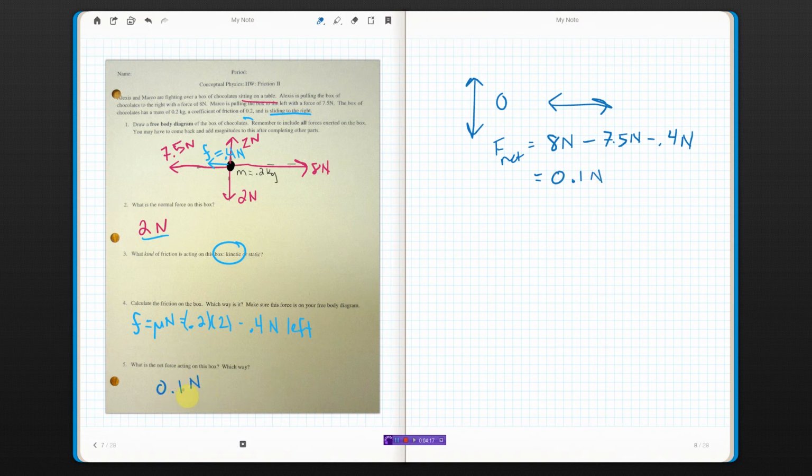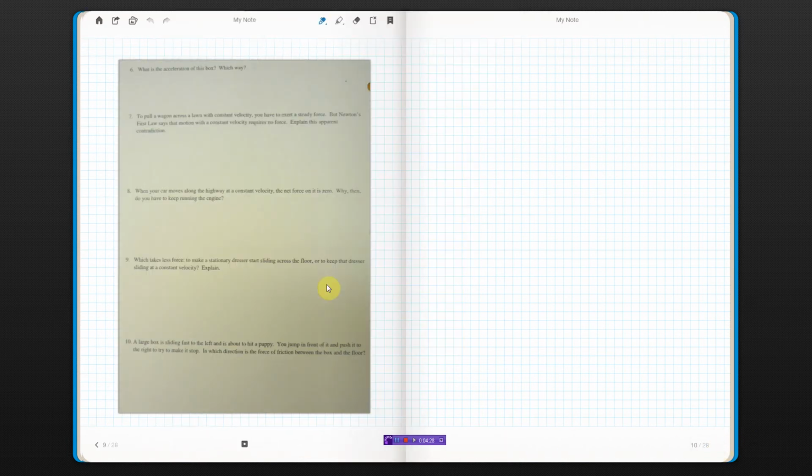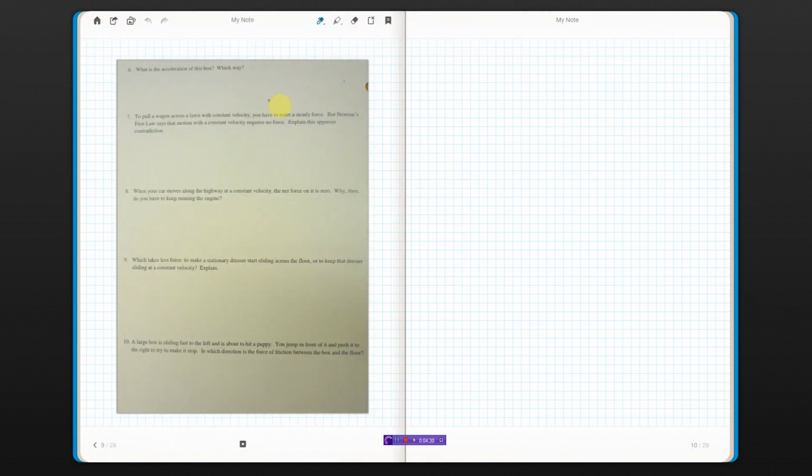0.1 newtons, and I got a positive number, and right is positive in this case, so that would be to the right. Alright, flip it over. Alrighty, what is the acceleration of this box?